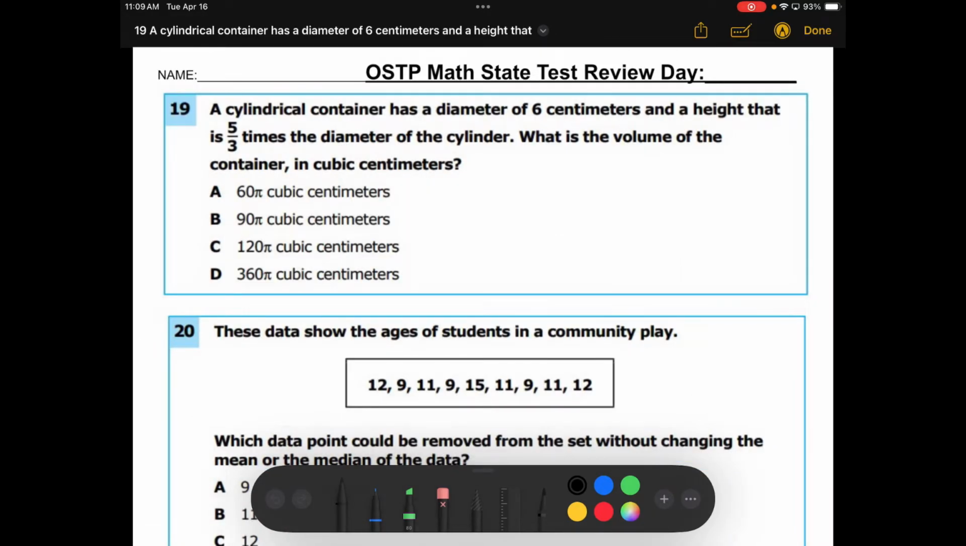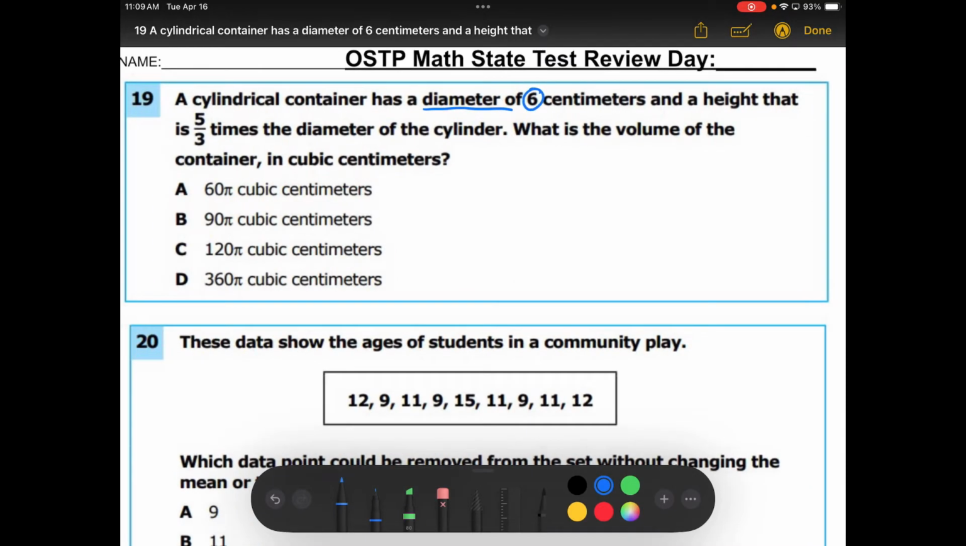Number 19. A cylindrical container has a diameter of 6 centimeters and a height that is 5/3 times the diameter of the cylinder. What is the volume of the container? So first thing, remember I told you guys you want to pay attention to what formula they are asking you to use. On this question, they are asking you to use the volume.